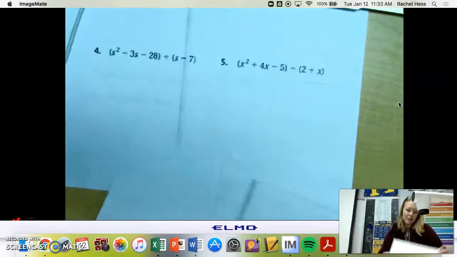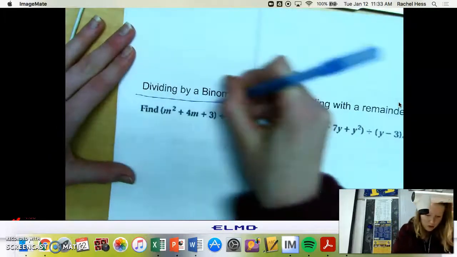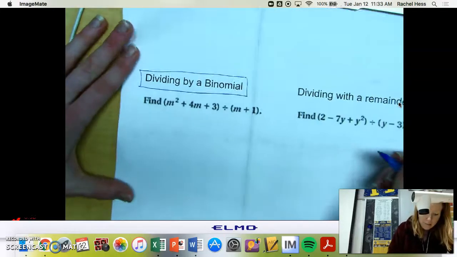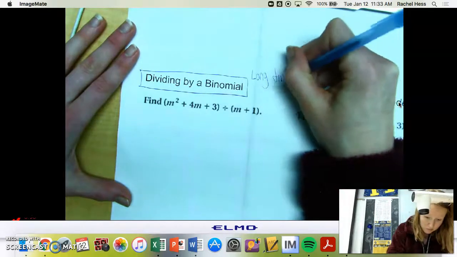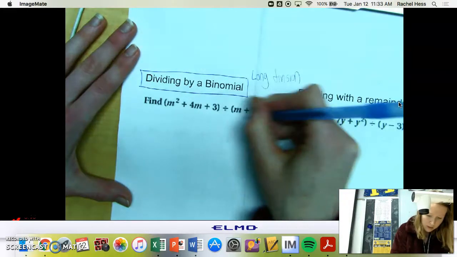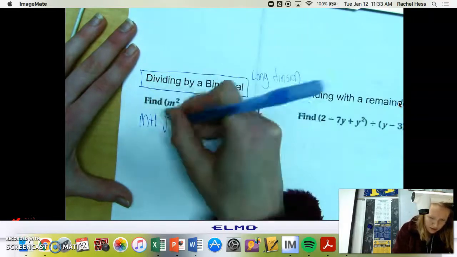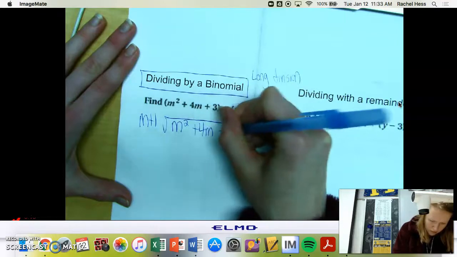Okay, so dividing by a monomial, you take each piece and divide each piece individually by the monomial. It is different than when we divide by a binomial. So I would separate your notes into two sections here. When you are dividing by a binomial, you have to set this up like long division. So we're going to take our binomial here, the m plus 1, and say how many times does that go into m squared plus 4m plus 3.